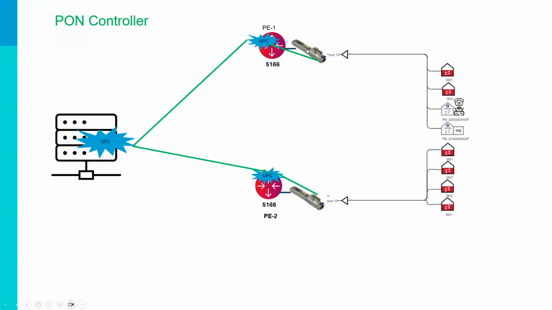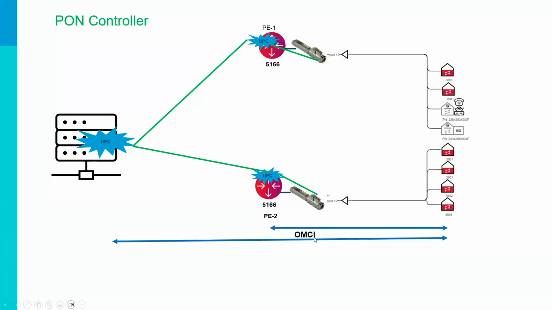So the OLT can be managed by either the PON controller on the router or in the cloud. And then the PON controller will also manage the ONUs in the network, and it will do that using OMCI. Now, OMCI is a standard protocol now. Previous broadband solutions were really closed solutions where the OLT and the ONU had to be from the same vendor.